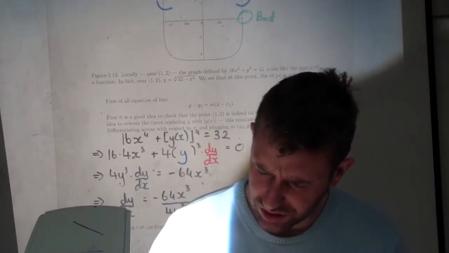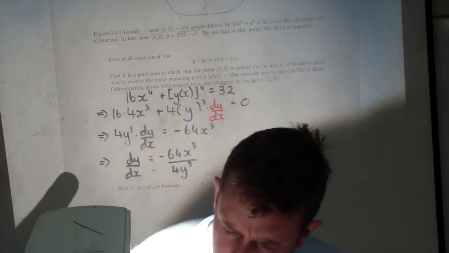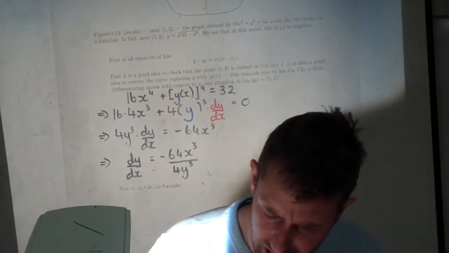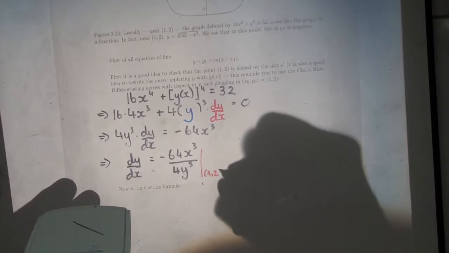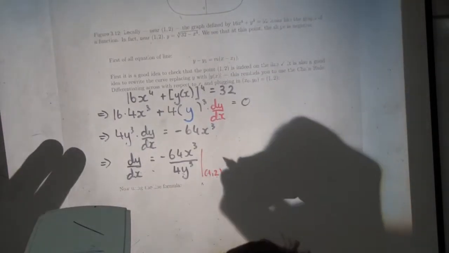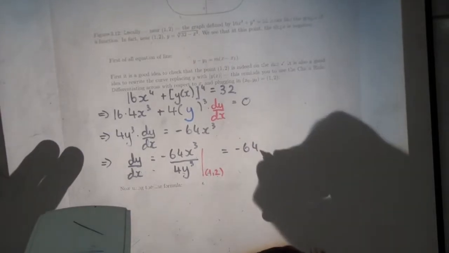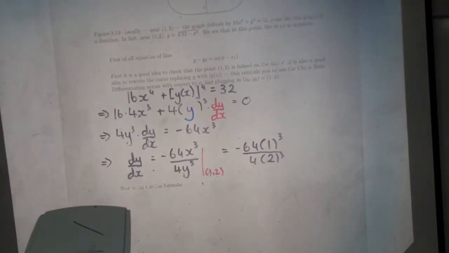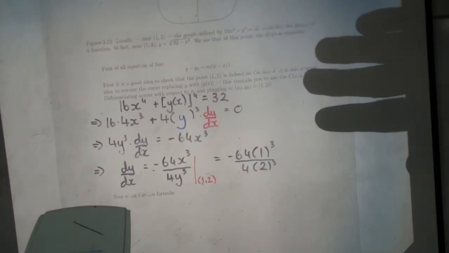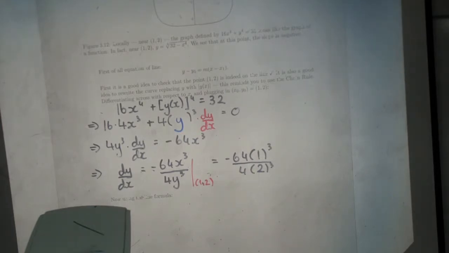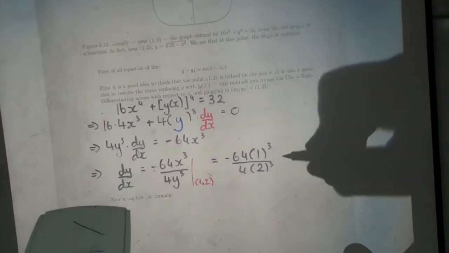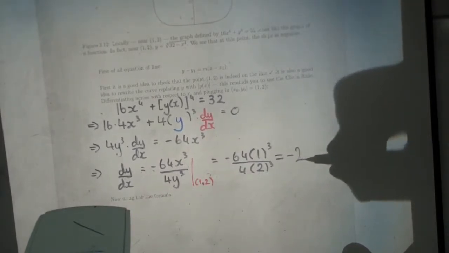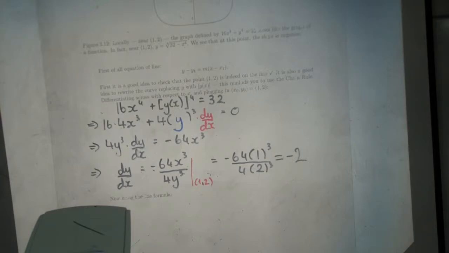Okay. Now, where are we interested in the slope? 1, 2. So we're going to substitute in 1, 2 into this. And we get minus 64 times 1 cubed over 4 times 2 cubed. I think it's minus 2. Yeah, minus 2. Okay. So now we have a point and the slope. Off we go.